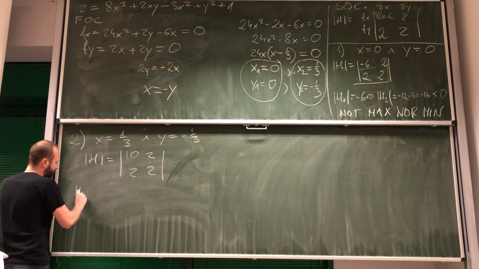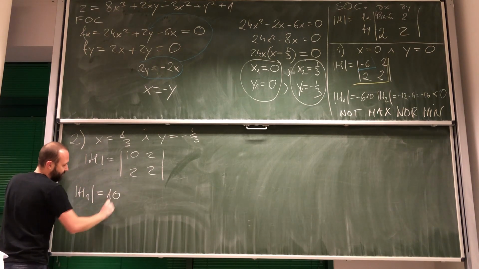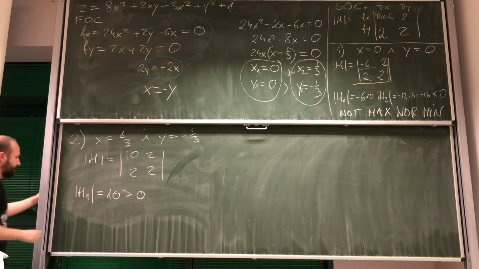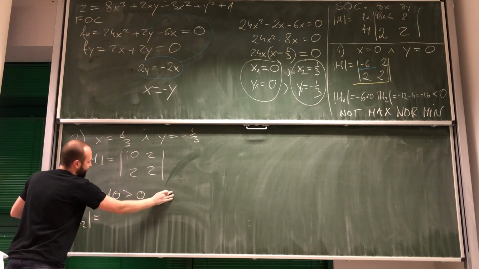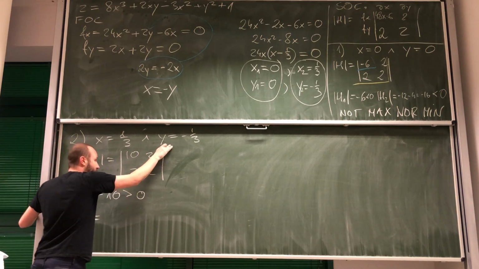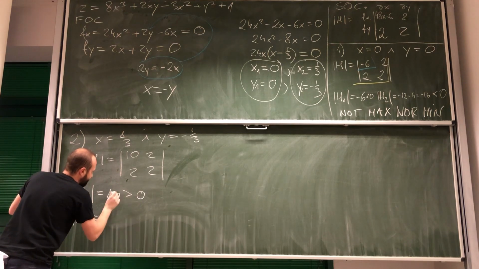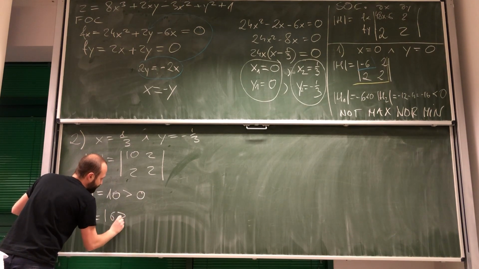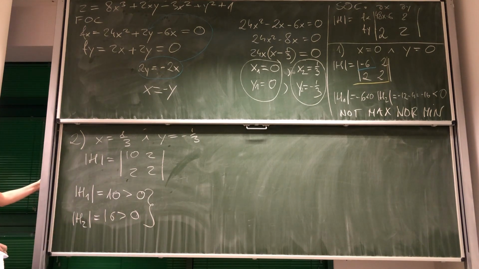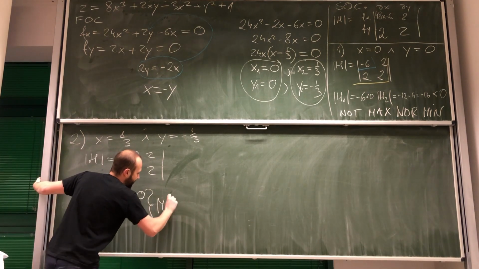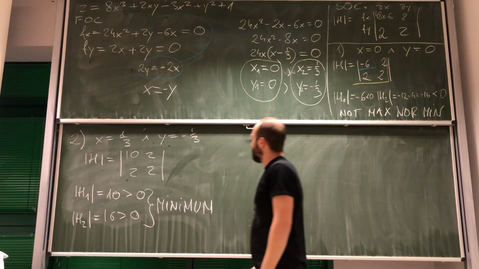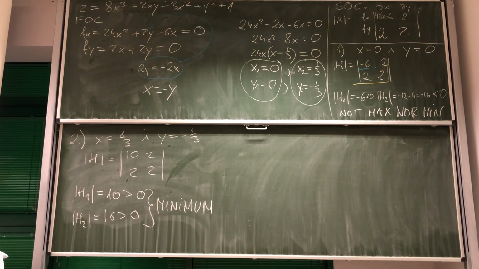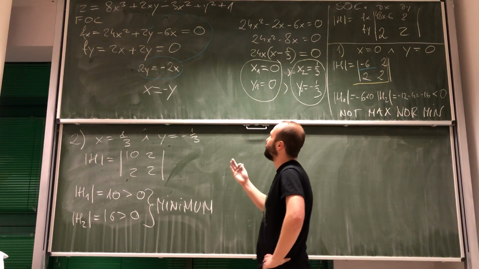Okay, so H1 in this case is equal to 10, which gives us a candidate for a minimum, and H2, which is equal to the determinant of the entire Hessian, is 20 minus 4, which is 16. And look, because both of those are bigger than 0, this is clearly a minimum. Okay, so we're almost done. Look, what is the one last thing we should do in this case?